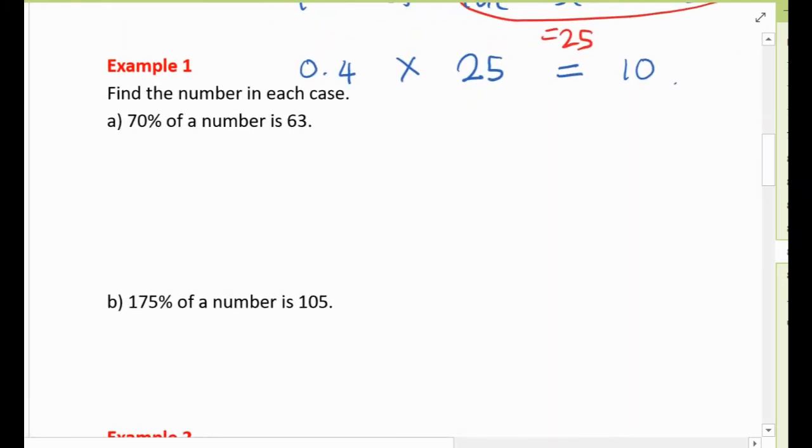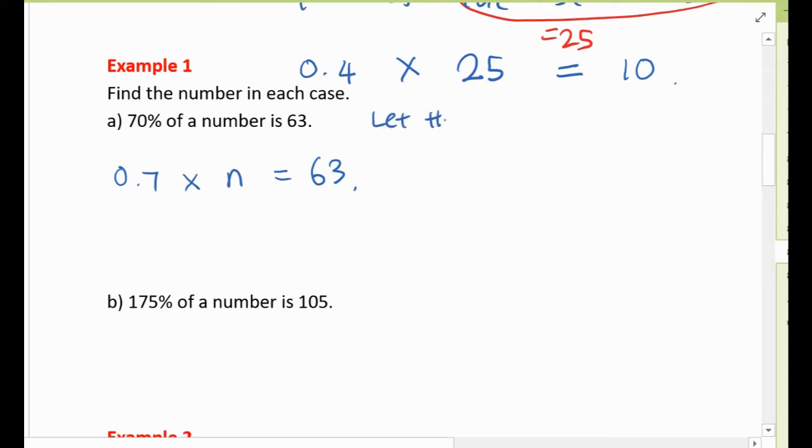Look at example 1. Find the number in each case. So we're going to convert this to a mathematical sentence. So 70%. How do you change 70% to a decimal? That's 0.7. Of is multiplication. A number. We're going to let the number be n. Is equal sign 63.